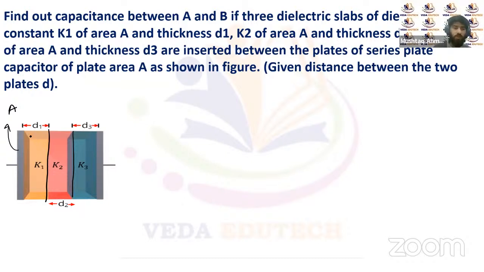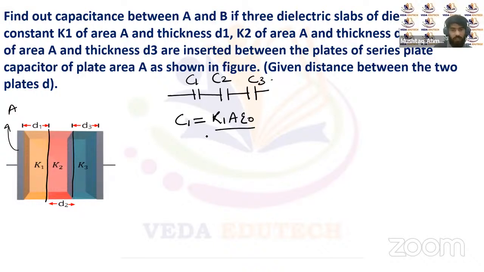So the capacitors formed because of K1, K2, and K3, all three of these capacitors will be in series, or we can write this circuit like this. So this will be C1, this is C2, this is C3. Now we know that C1 will be K times A epsilon naught upon D, right? So it will be K1 A epsilon naught upon D1, since the length of this first capacitor, C1, is D1, right?